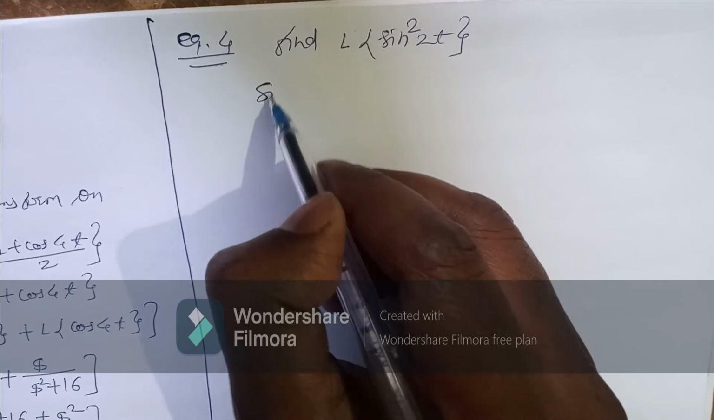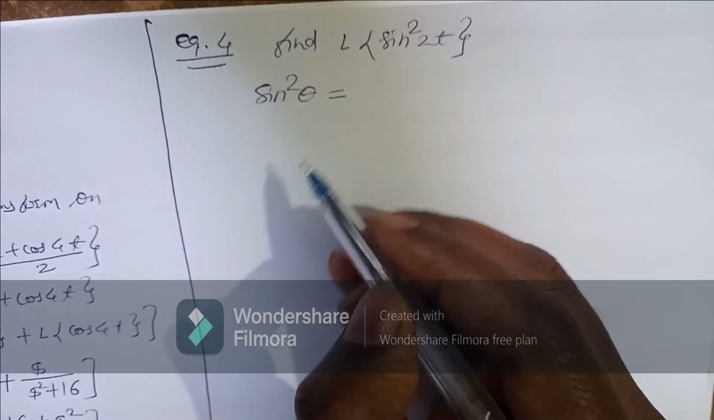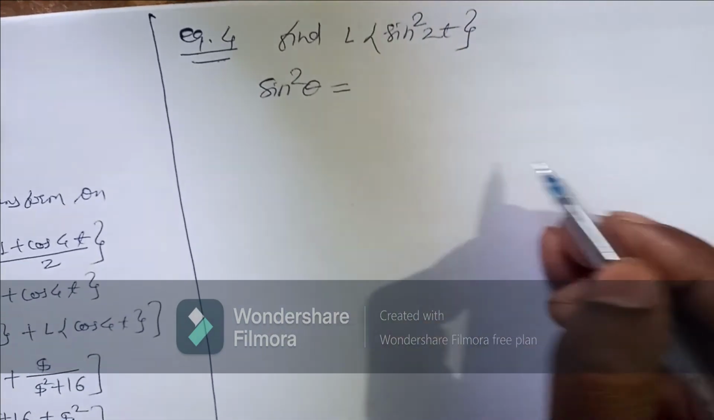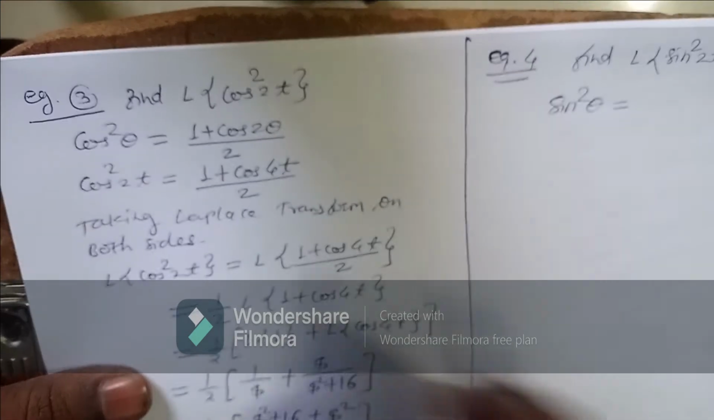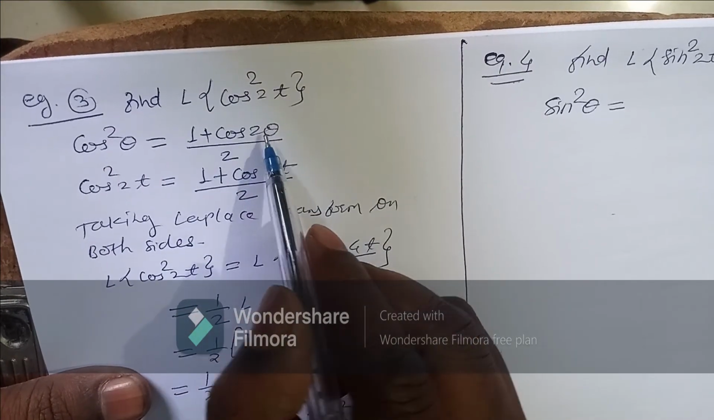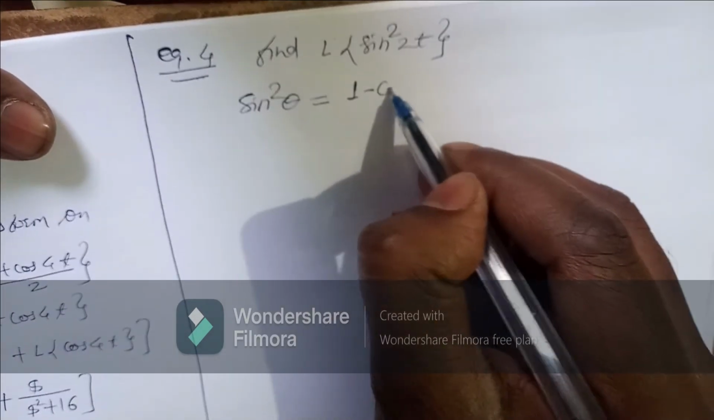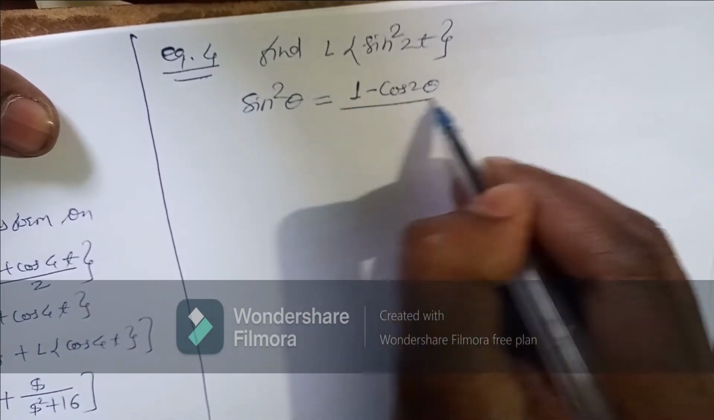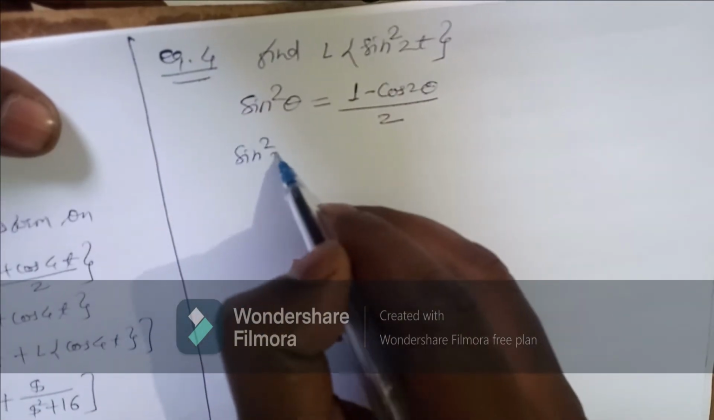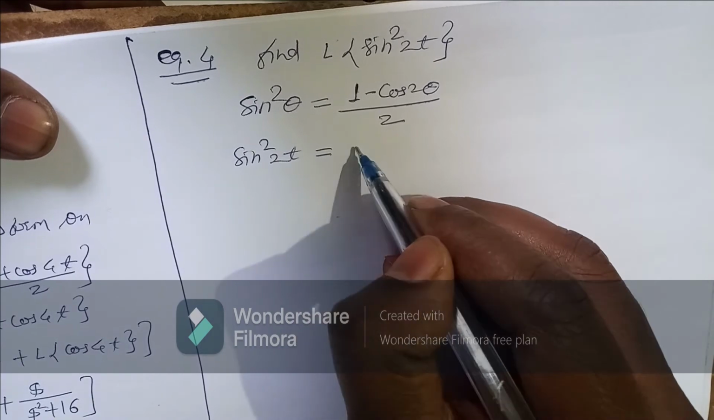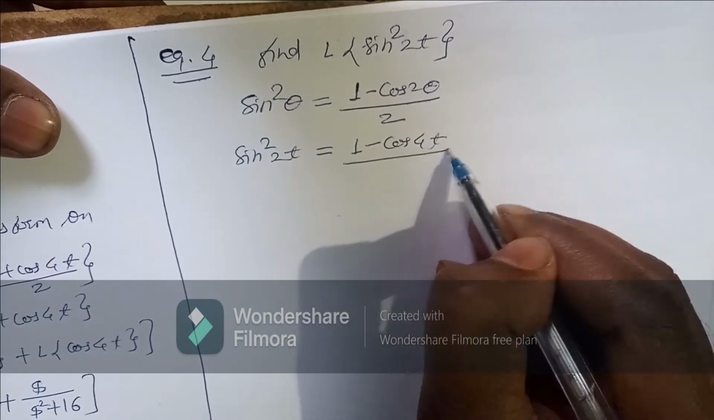So for that we require the formula of sine square theta. So what is this formula? In cos square theta we have seen that there was 1 plus cos 2 theta, but here in sine square theta there is 1 minus cos 2 theta divided by 2. And in this way, what is the value of sine square 2t? Sine square 2t is equal to 1 minus cos of 4t divided by 2.